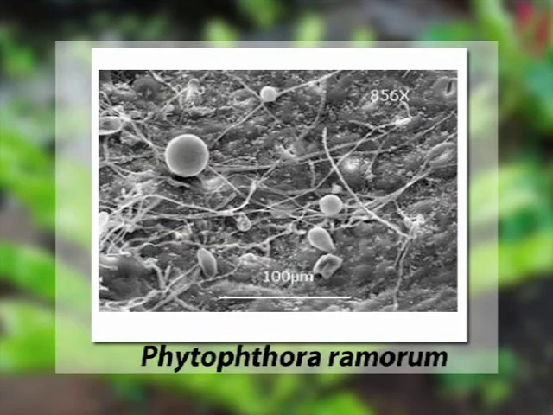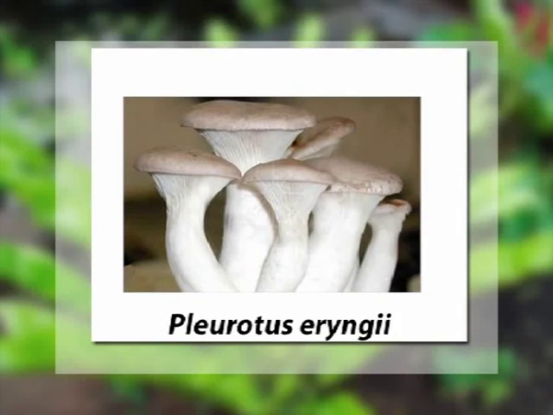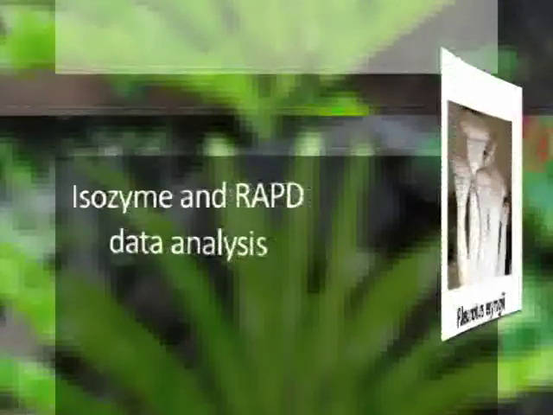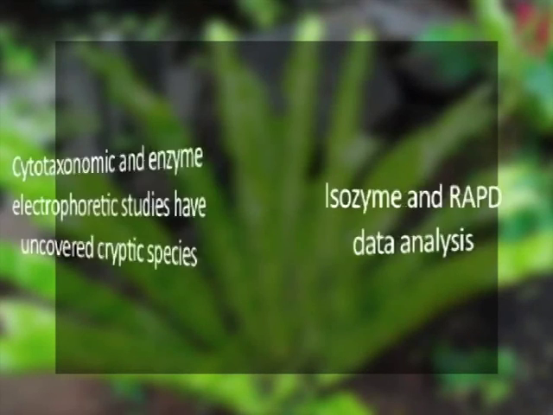SSCP is used for rapid identification of Phytophthora ramorum, which is an important quarantine plant pathogen worldwide. The Pleurotus eryngii species complex was resolved using isozyme and RAPD data analysis.